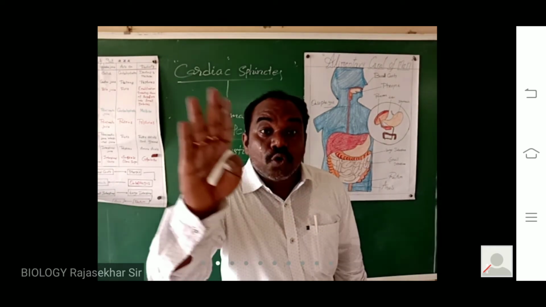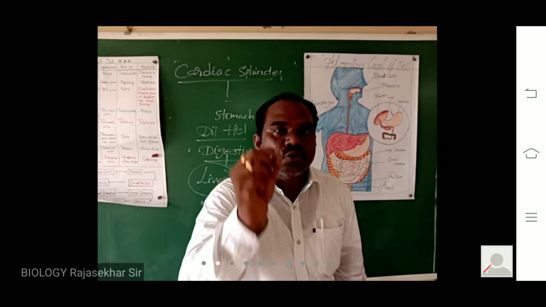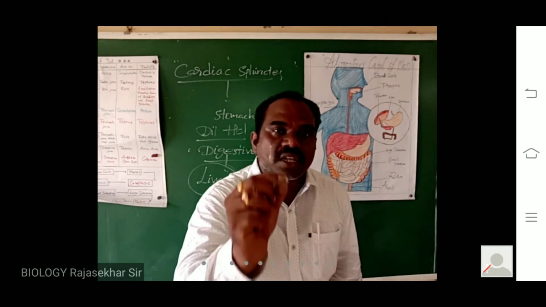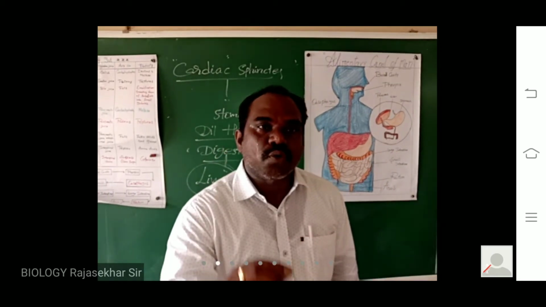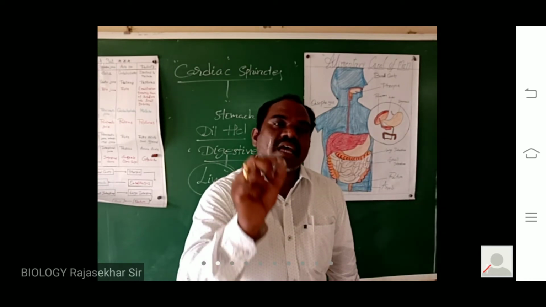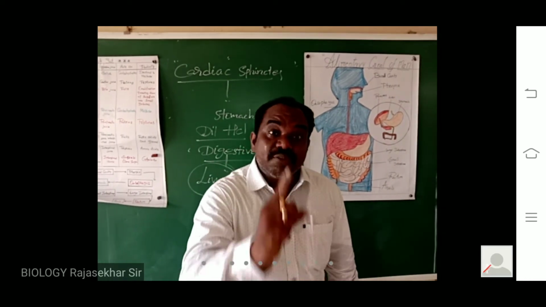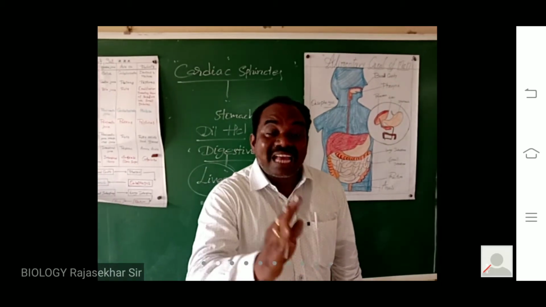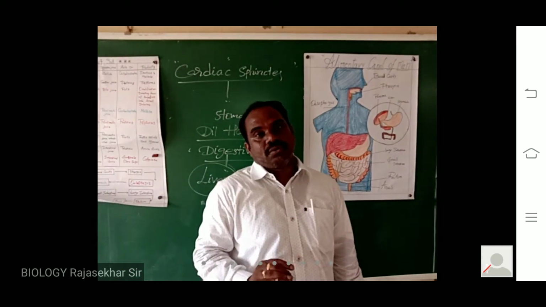Bile juice has no enzymes. Bile juice is secreted from the liver. Liver is the largest gland of our body. From the examination point of view, half mark questions: What is the largest gland of our body? Liver. Liver secretes bile juice, which has no enzymes.